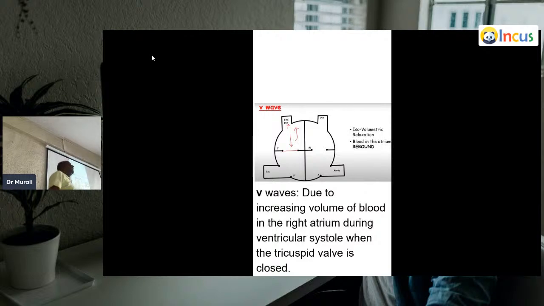Then comes the V wave. V wave is a positive wave. So when the ventricle is undergoing systole, what is atrium doing? It is relaxing. Then it is getting filled with blood from great veins. Because of the filling of the blood from the great veins into the atrium, the pressure in the atrium will build, and that is called as V wave. The positive wave is what you need to basically remember.